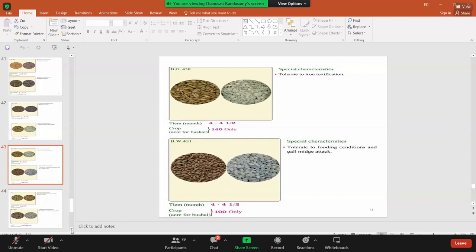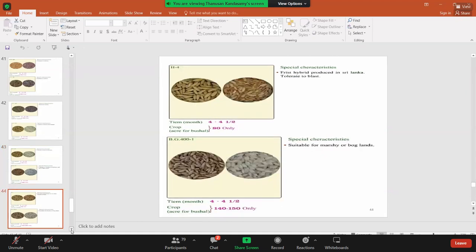Then some other common varieties, BG450 and BG451. You don't need to remember too much. You want to remember how many yield per acre also. Okay, I will tell you an example. Other varieties you want to remember, these things.